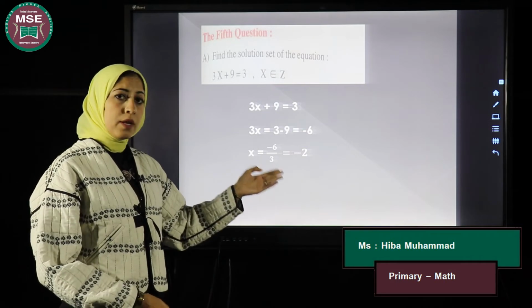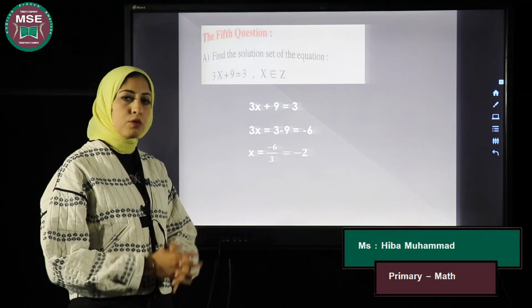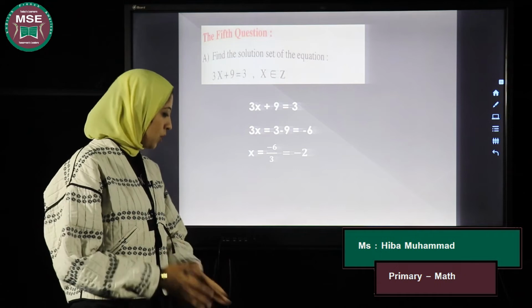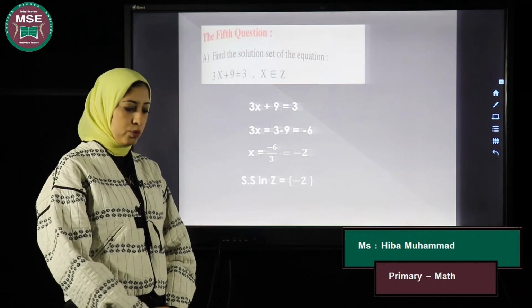Is there negative 2 inside the Z, inside the set of integers? Yes, because set of integers have positive numbers, negative numbers, and 0. So the solution set equals set inside it negative 2.